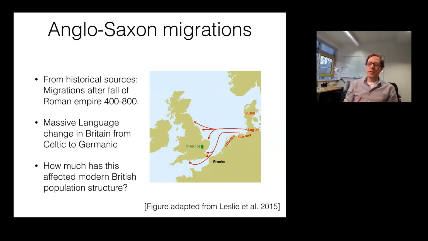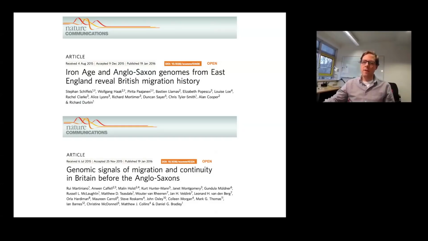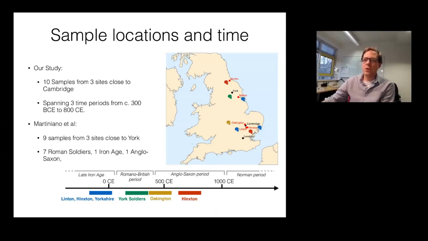So it did change that, and it did have other cultural impacts as well, as archaeologists tell us, but we don't know too much about the process. So we actually looked at this, and two papers were published in 2015 about this. One from my former group, where I did my postdoc here, the upper paper, and another paper from Martiniano and colleagues. And both of them released together the first British ancient DNA from ancient archaeological remains from Britain.